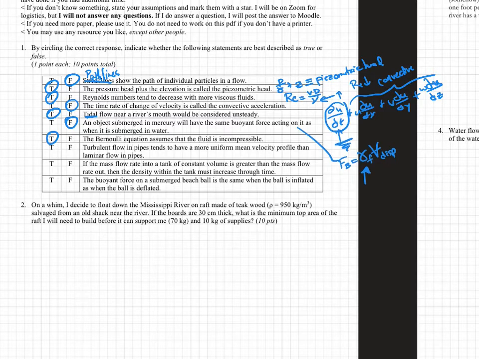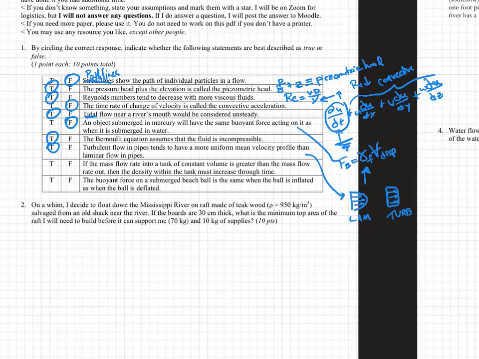Okay, turbulent flow in pipes tends to have a more uniform mean velocity profile than laminar flow in pipes. This was the trickiest one. I've drawn this one numerous times, but the laminar profile looks like this. It's kind of like a parabola, so that's laminar. And then the turbulent one looks more like this. It's flatter. So the turbulent one is in fact more uniform than the laminar flow in pipes. That was probably the trickiest one, and probably the one that got most people.